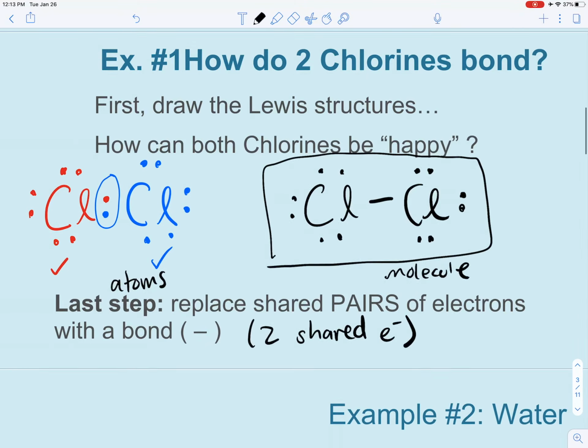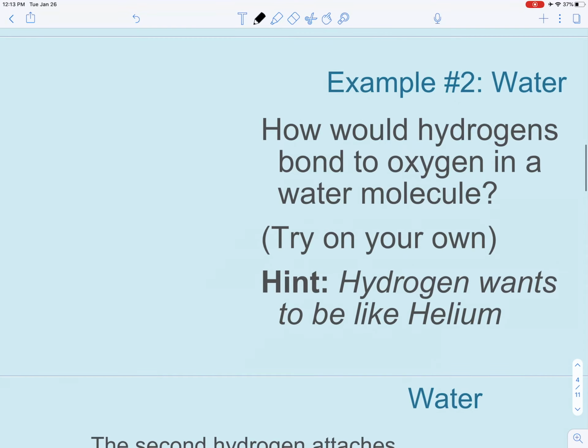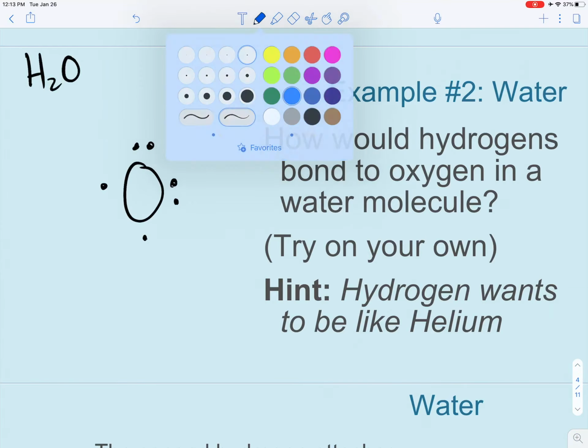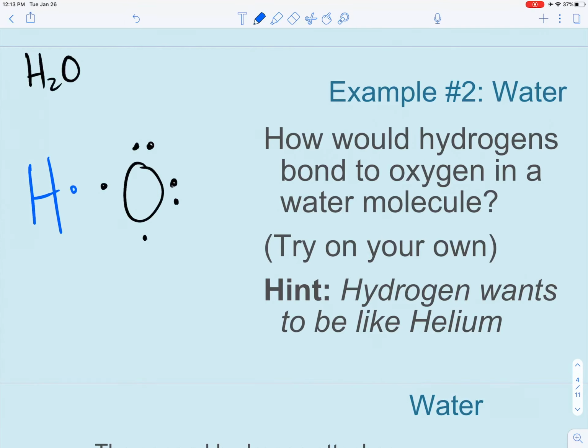Okay, let's move on to the next example, water. You should know the formula for water is H2O. And so how would 2 hydrogens bond with an oxygen? So let's try this one together. I will start with oxygen here. Oxygen, of course, has 6 valence electrons. And then I'm going to use a different color, and I'll draw each hydrogen like so.